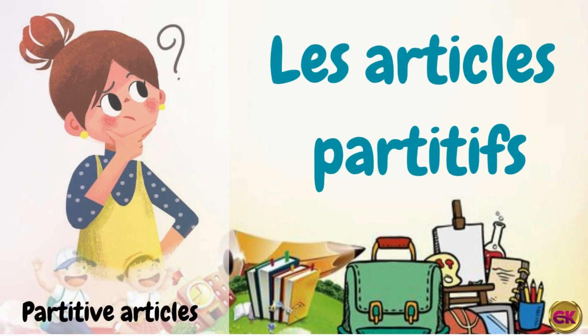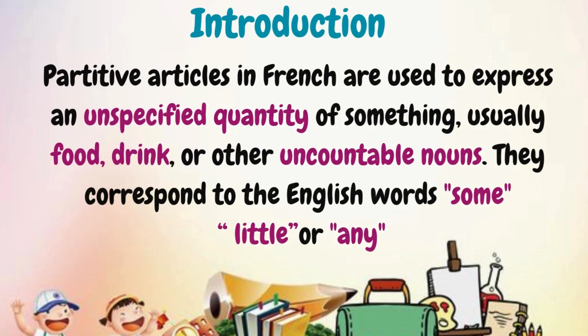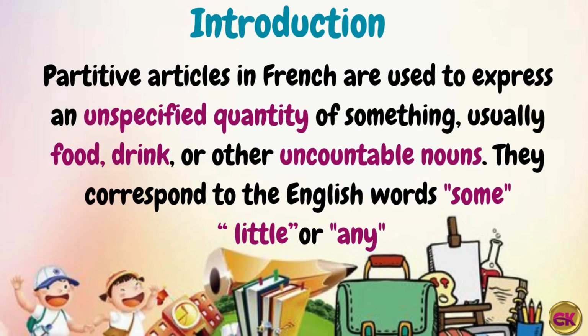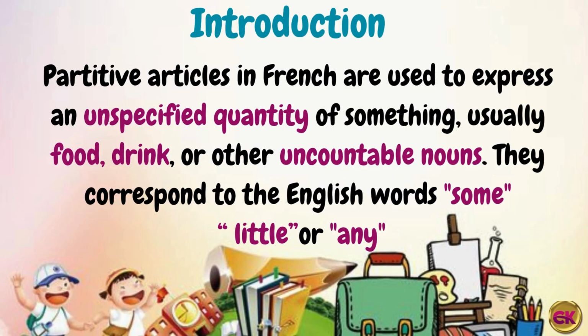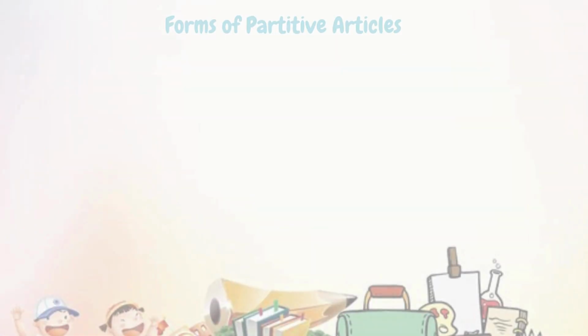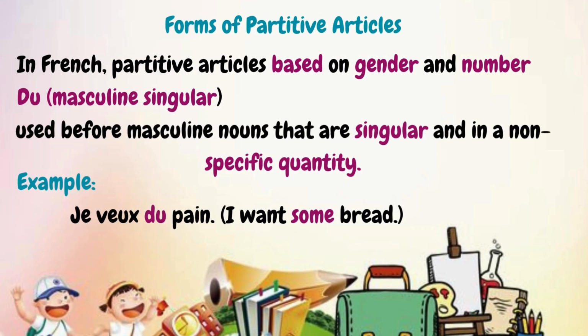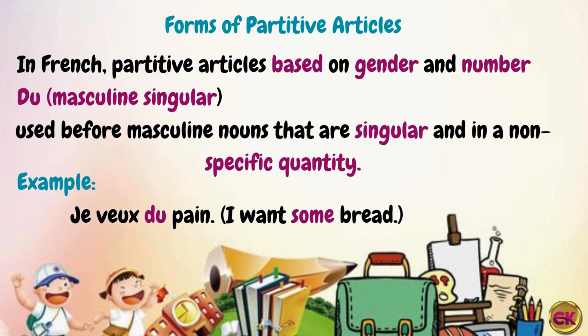Articles partitifs. Partitive articles in French are used to express an unspecified quantity of something, usually food, drink, or other uncountable nouns. They correspond to the English words some, little, or any. Different forms of partitive articles exist in French, based on gender and number.